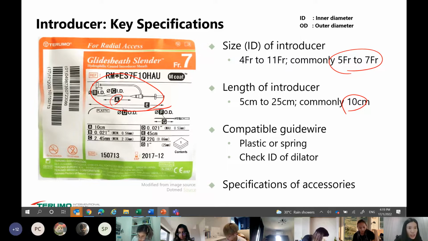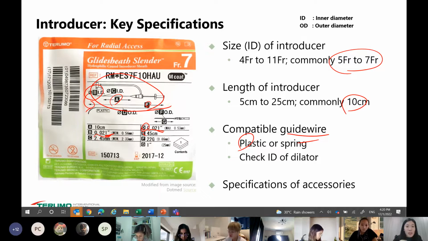And you will see here the inner diameter, which matches with the compatible mini guide wire. This is the mini guide wire, and it typically comes with the device as a package. The mini guide wire is indicated as E. For example, D, 0.21, is the diameter of your mini guide wire, which matches your B, which is the inner diameter of your introducer sheath.